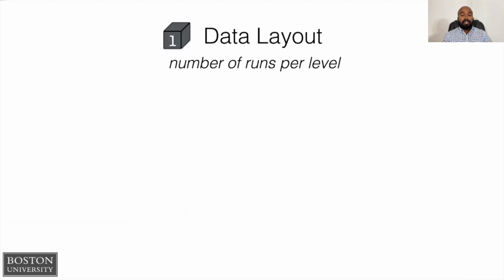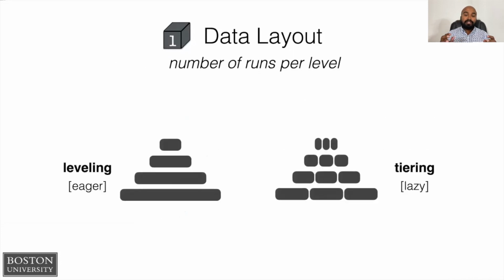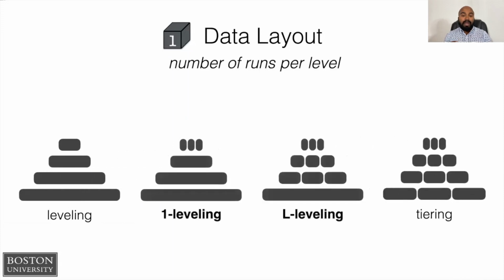First, we have the data layout primitive. This determines the data organization on disk by controlling the number of runs per level. Performing compactions eagerly results in an LSM tree with 1 sorted run per level, whereas a lazy compaction strategy generates a tiered LSM. So depending on the compaction eagerness, we can have a continuum of hybrid data layouts with different number of runs at every level. For example, the 1-leveling layout has the first level with multiple sorted runs and the rest with only 1. L-leveling, on the other hand, has only the last level with 1 run, while the other levels contain multiple.